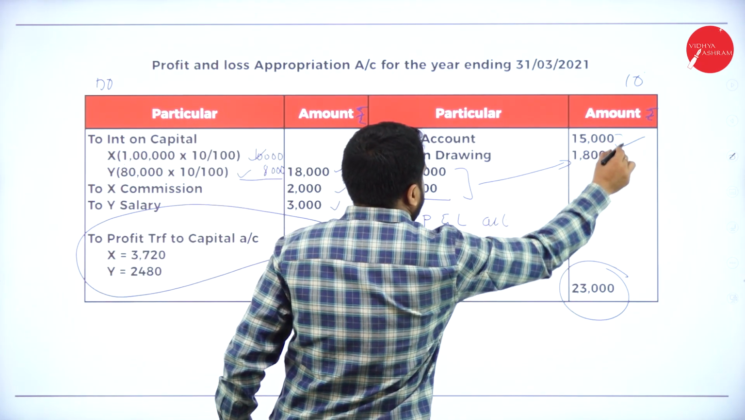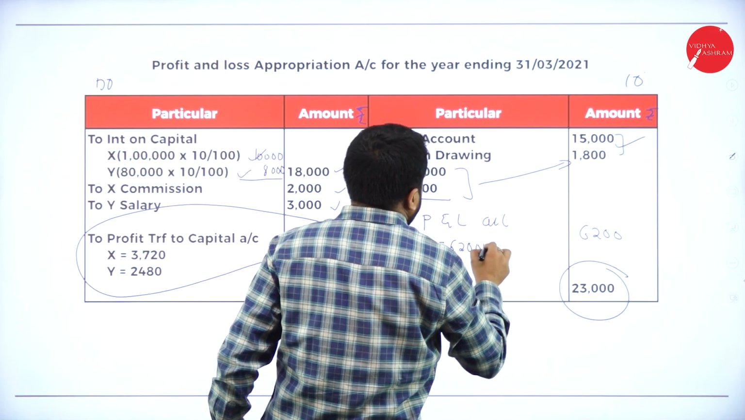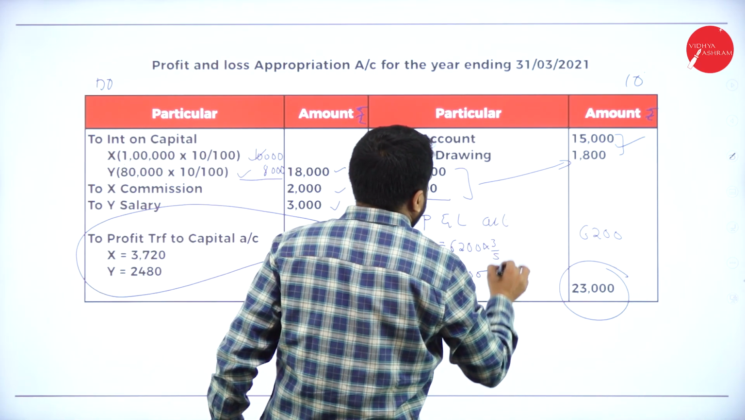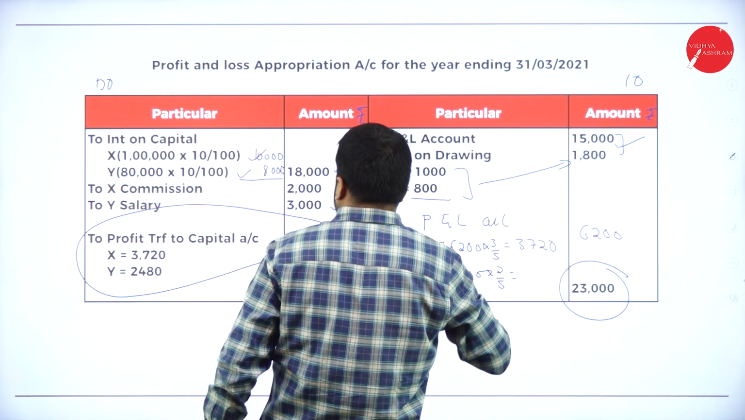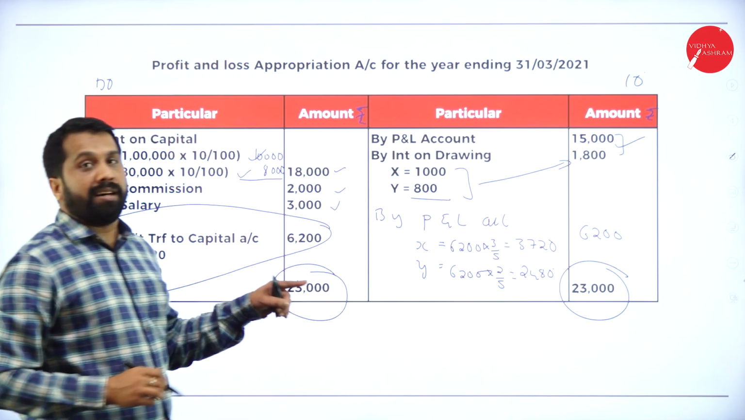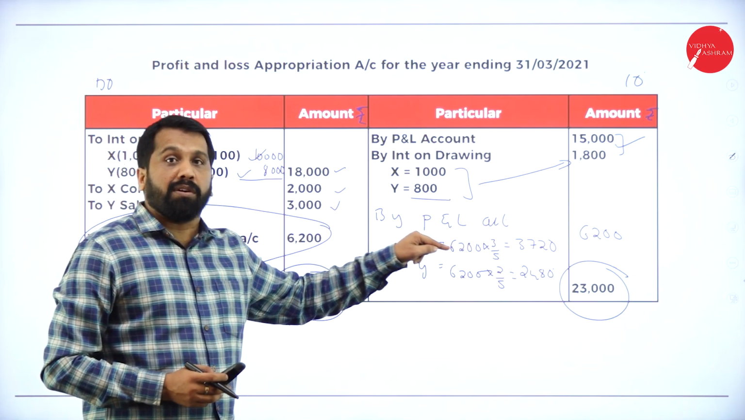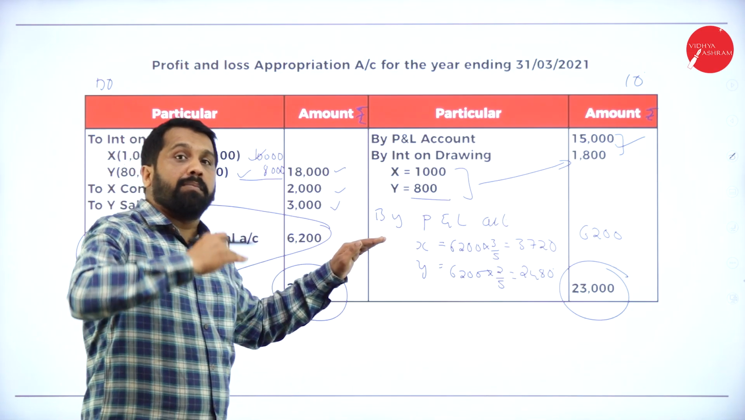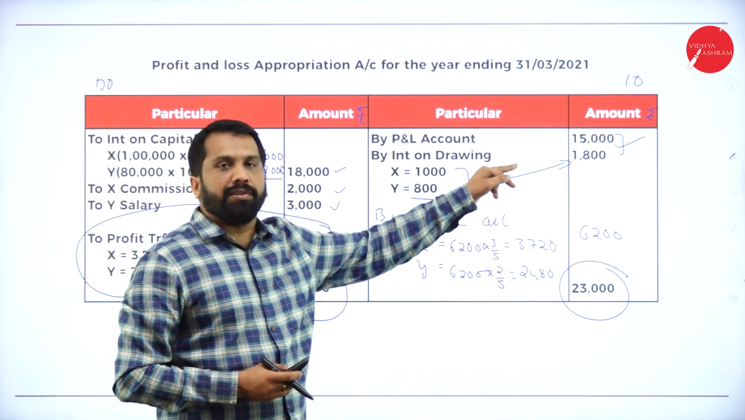So it will be how much? Your 23,000 minus these two, you will get 6,200. 6,200 into 3 by 5, 6,200 into 2 by 5. What is your answer? Your answer is 3,720 and 2,480. If you have profit, this side. Loss, that's in this problem you have loss. Because your income is less, but your expenditures are more. Why? Because you have paid interest on capital more than your profit.